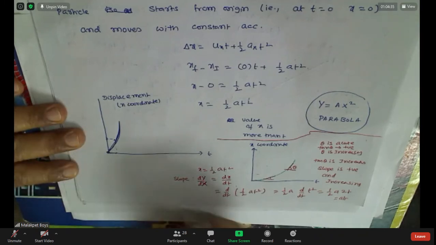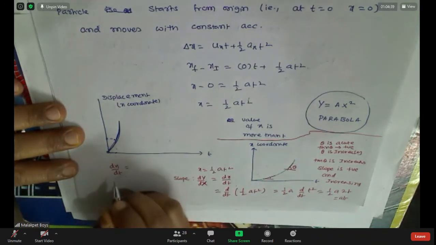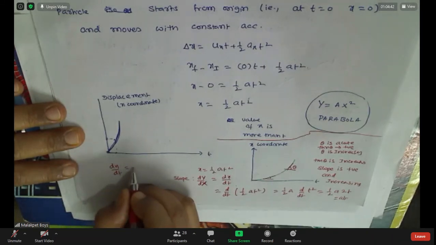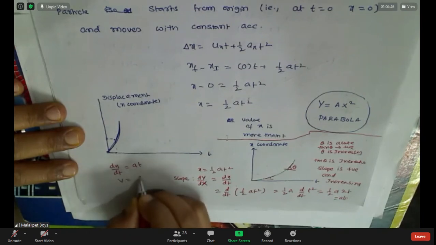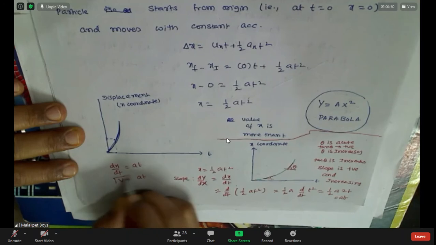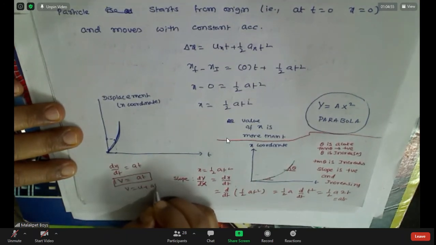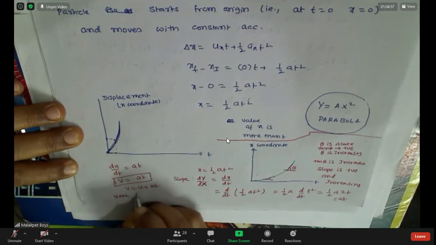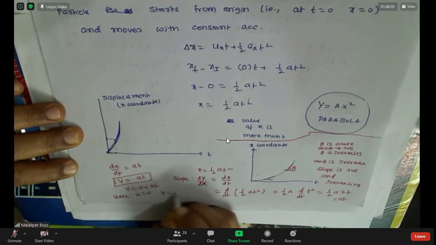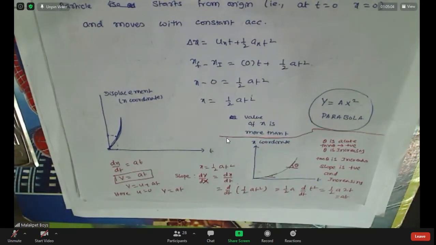So what you got here? dx by dt is what you got? 80. So here is V only, no? Obviously, this is the equation of the velocity time graph now. Because you have V is equal to U plus AT. Here what you have? U is 0. So V equals AT. Like that you can check if you want whether what you have done is correct or not. All these are interlinked.